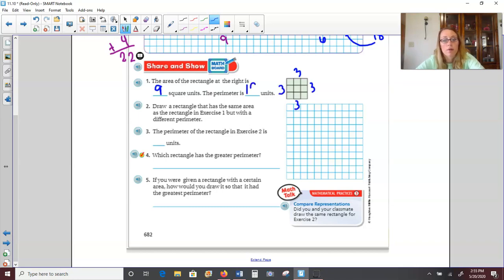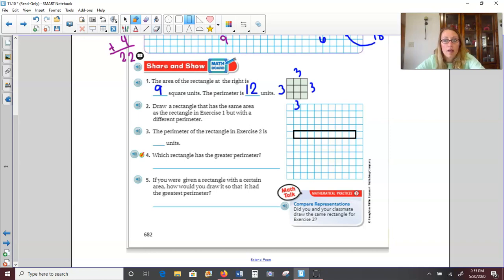So the perimeter would be 12. Now for number 2, we need to draw a rectangle that has the same area, which means 9, but it has a different perimeter. So instead of making a square like they provided, let's do one very long, skinny rectangle that has 9 units. So 1, 2, 3, 4, 5, 6, 7, 8, one more makes 9.